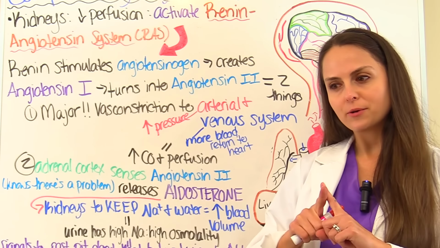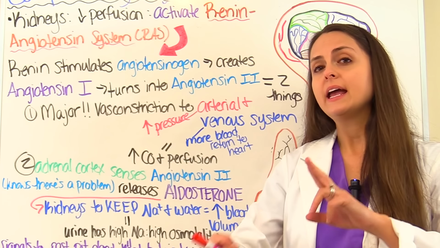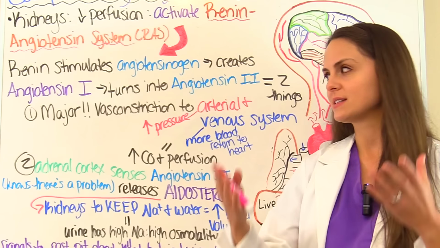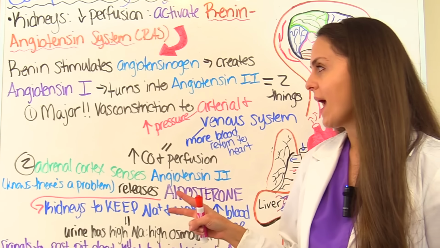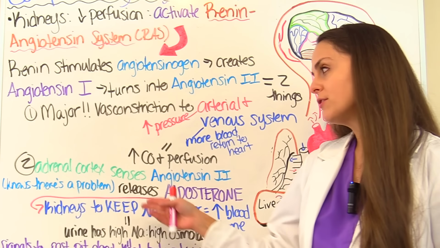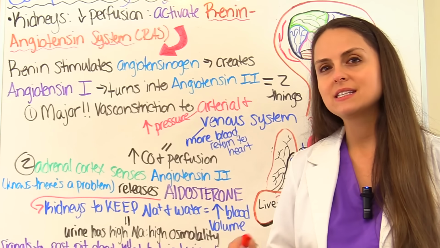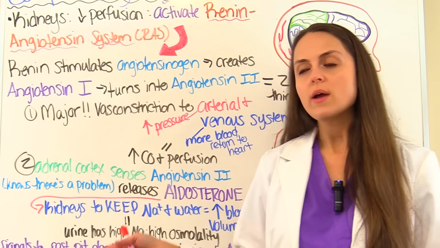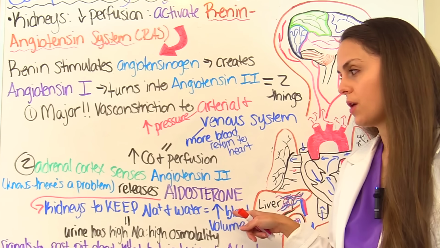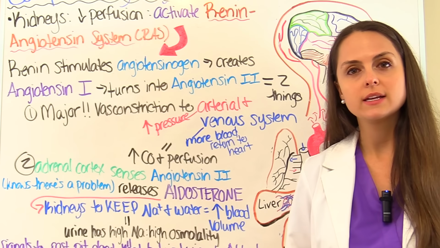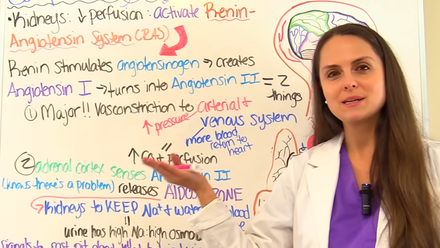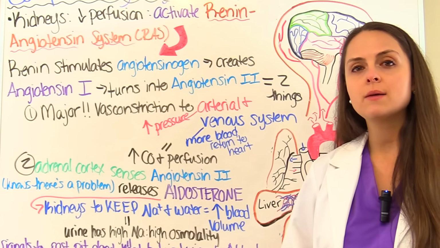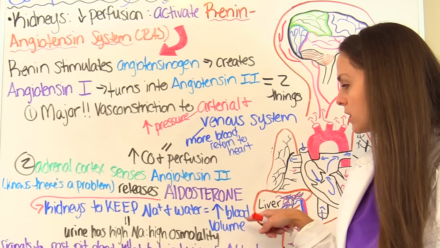Those two things together are going to increase cardiac output, increase our perfusion to our cells, and make our cells happy and not as hypoxic. In addition, whenever the adrenal cortex senses that angiotensin 2 is present, it knows that there is a problem. So it releases aldosterone. And aldosterone is a great substance whenever you need some blood volume because it helps the kidneys keep sodium and water, which in turn is going to increase our blood volume.